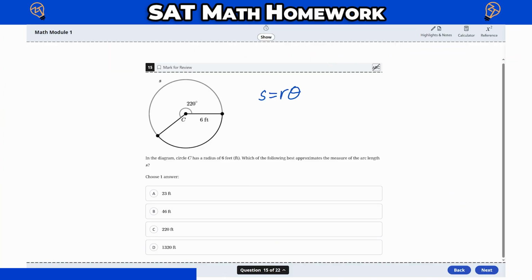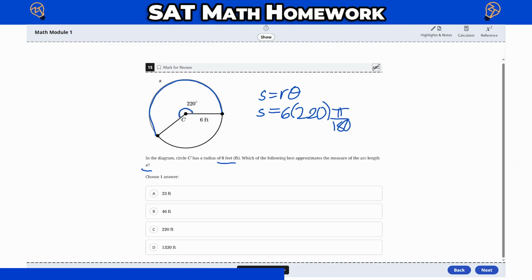So going back to our formula, since they're saying they want to find the arc length, we know the radius is 6. We want the arc length here. And for that particular arc, we know that the measure of the central angle is 220 degrees. So remember, to turn it from degrees to radians, you multiply by pi over 180.